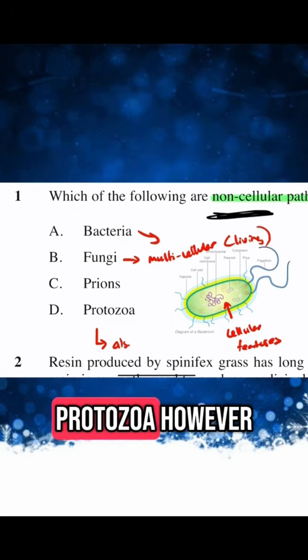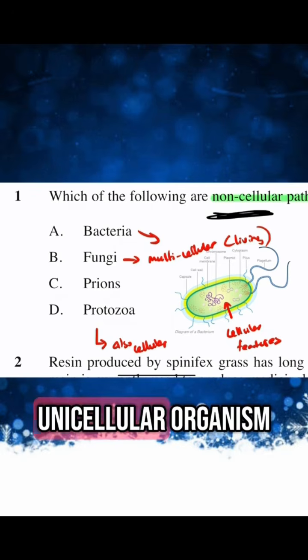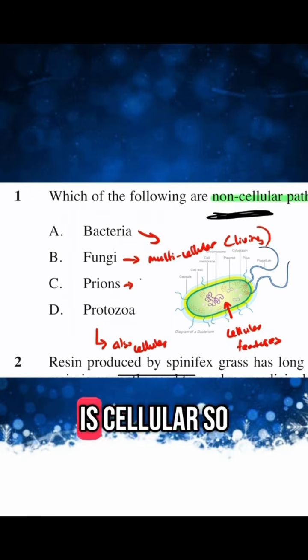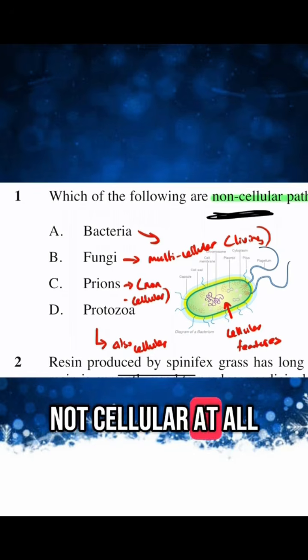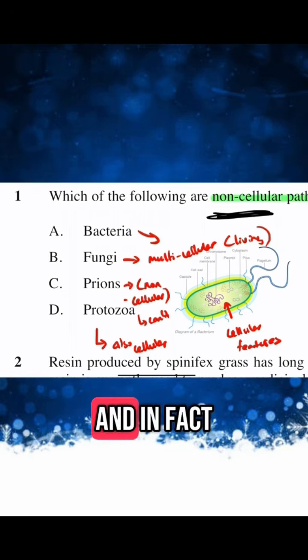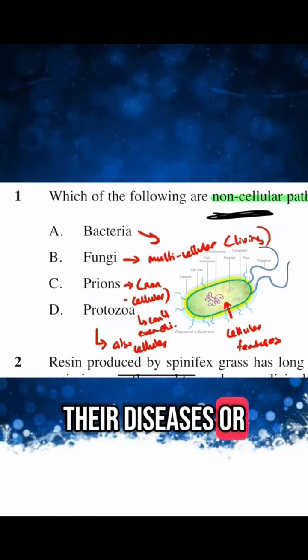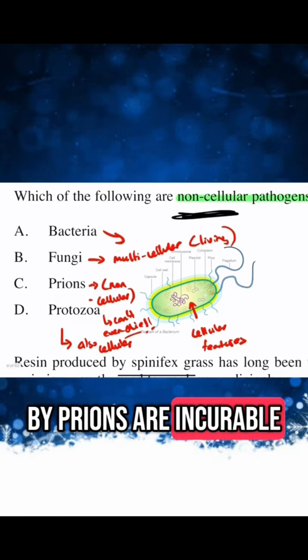In regards to protozoa, however, this is a unicellular organism, but the key thing is it is cellular, so it does have a nucleus. Prions, on the other hand, are not cellular at all. They don't have a nucleus, and in fact, the diseases caused by prions are incurable.